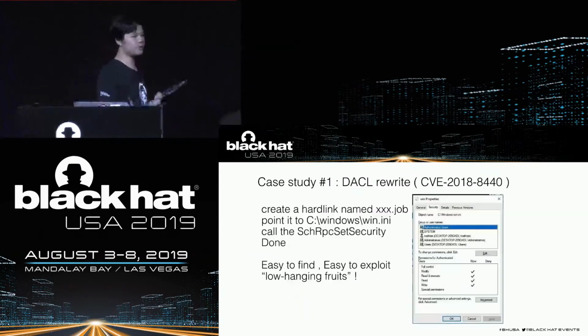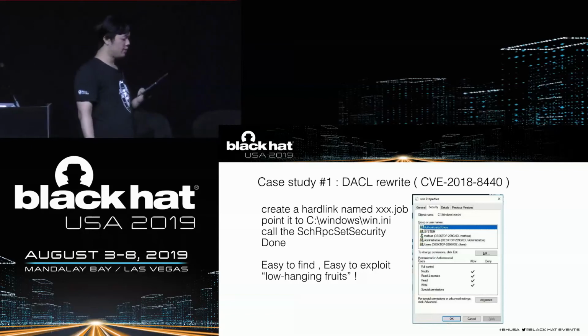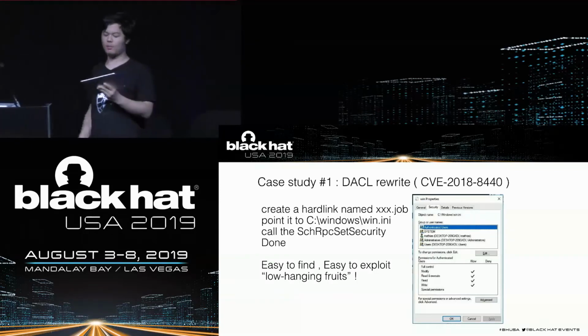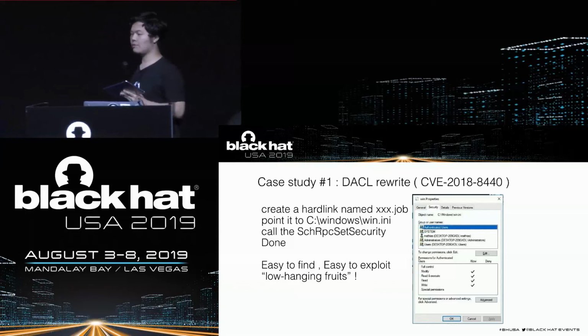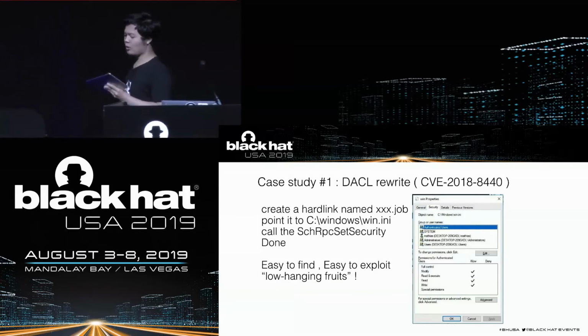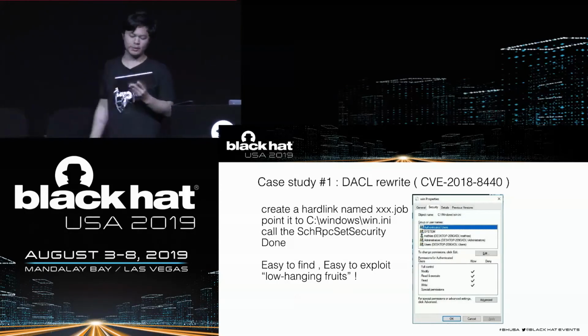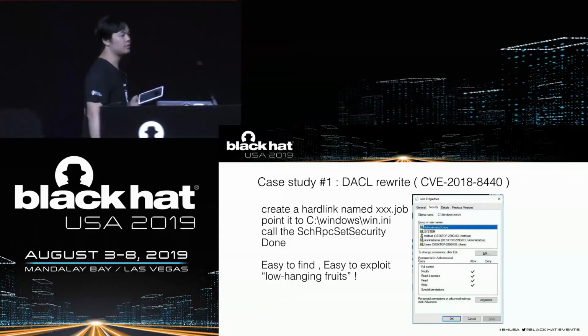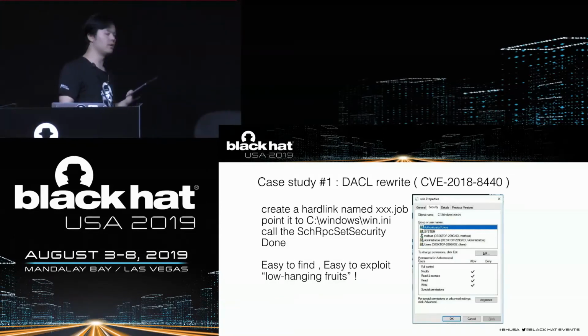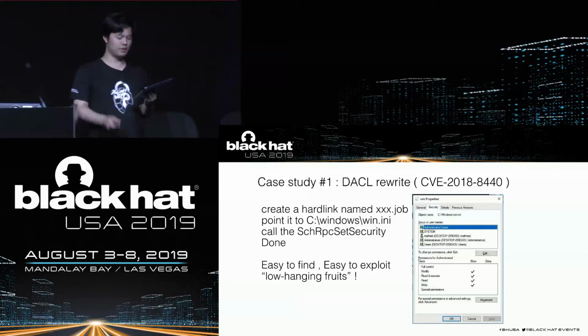How to exploit? It's very easy. First, we create a hard link and point it to what we want to read, and then we call the function, and all things will be done. So this is actually the low-hanging fruit we want to find. It's easy to find and easy to exploit.